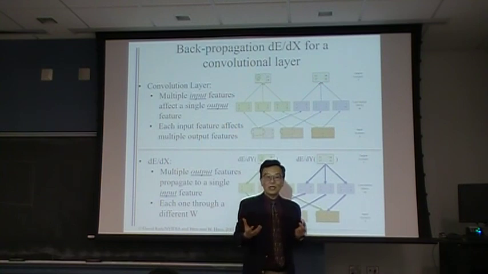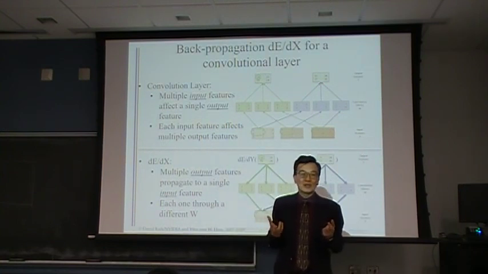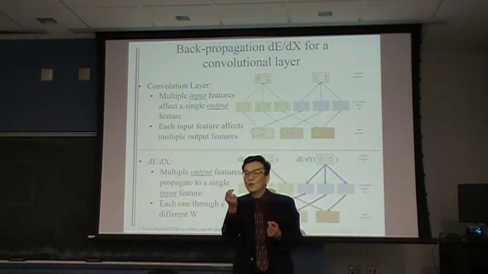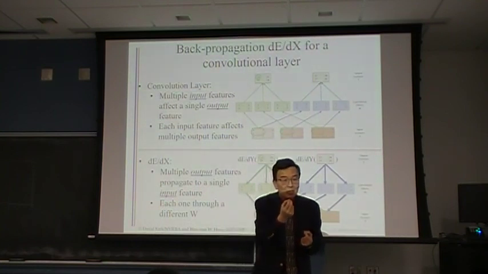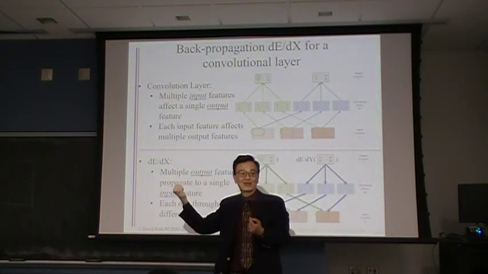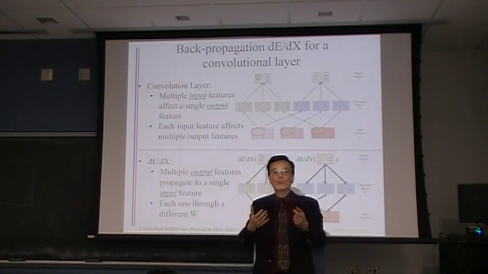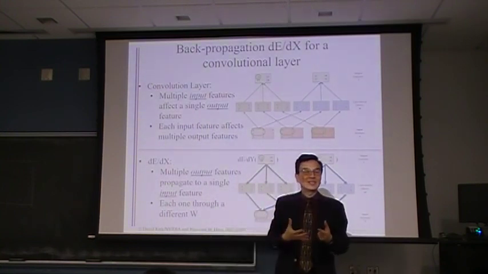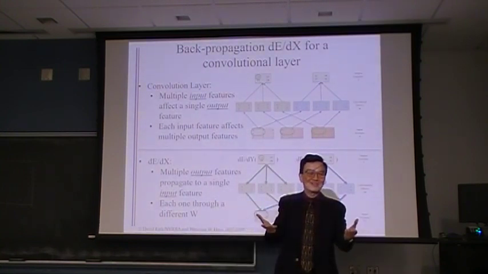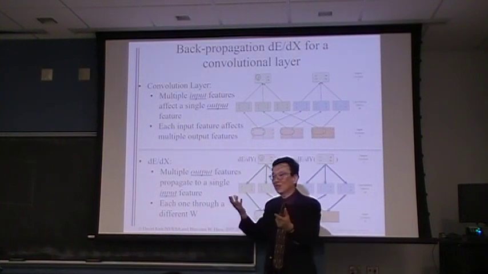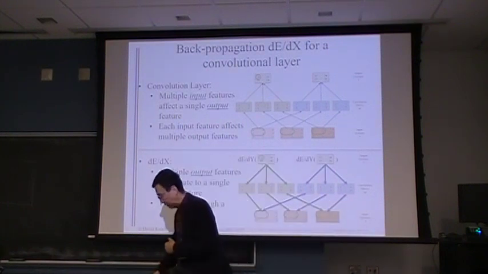What is delta E, delta X? By now it should be very clear. It's the importance of every input X element to the error. Right? So they should be of the same dimension as the input feature maps, right? Okay, so that should be very clear now.